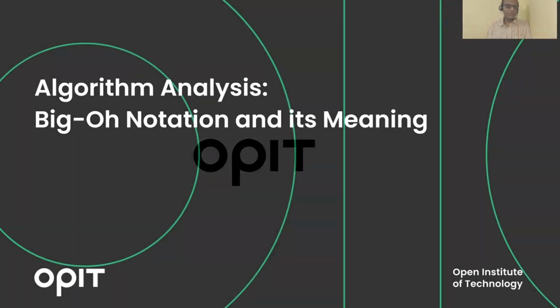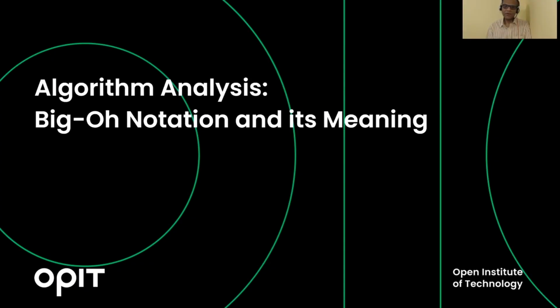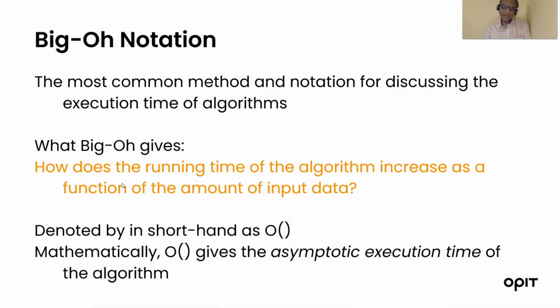We are now ready to start with the second lesson of our algorithm analysis module. In this lesson, we will look into an important topic under algorithm analysis, which is called the big O notation. We'll also discuss its meaning, both in terms of math, and we'll understand it via graphs.